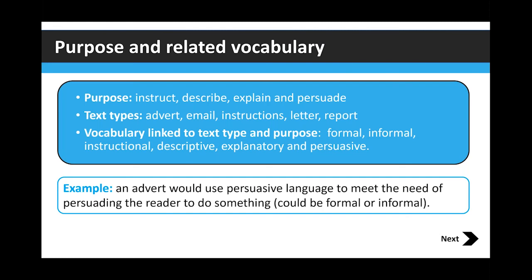So the vocabulary used is very much dependent on the text type and the purpose of that text. And an example would be an advert would use persuasive language to meet the need of persuading the reader to do something. This, however, could be formal or informal.